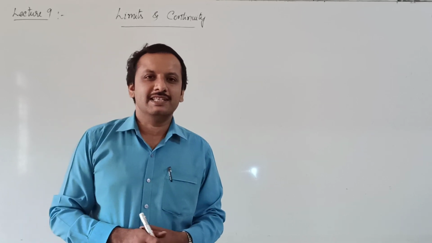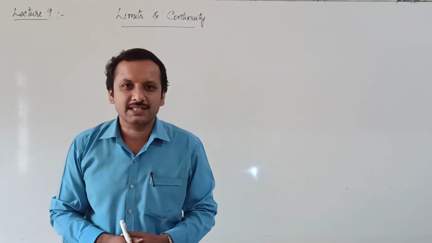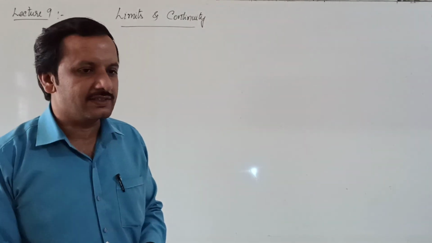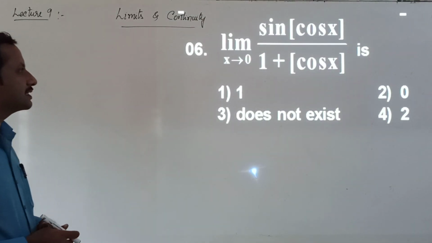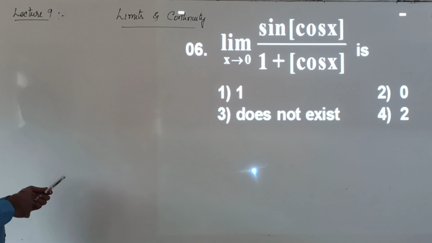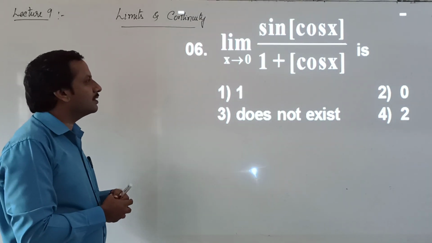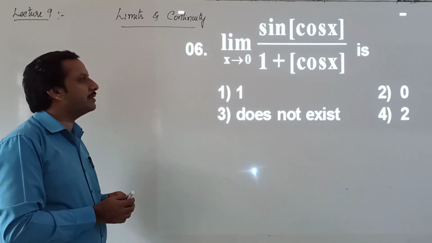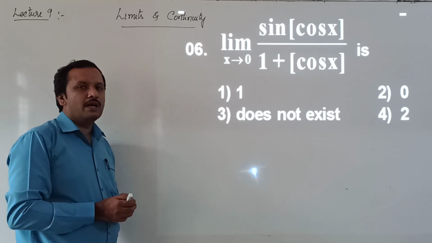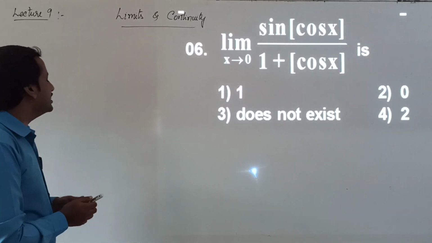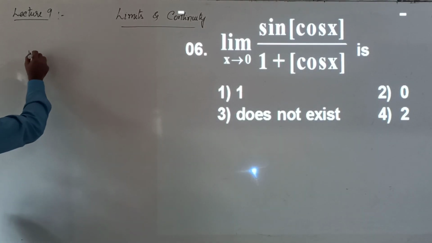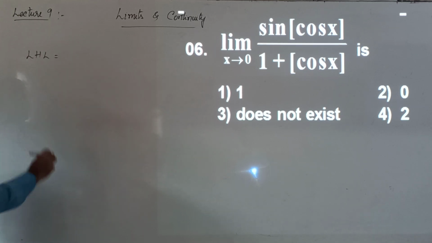Dear students, let's continue from where we left in the last class. Let's have a look at the next question. Question 6. Limit x tends to 0 of sin of [x] cos x divided by 1 plus [x] cos x. So, limit x tends to 0.